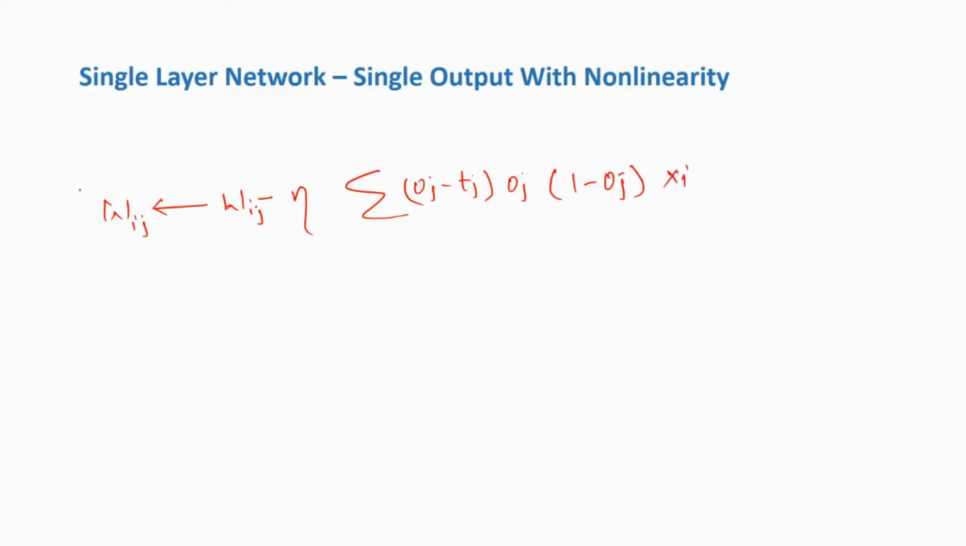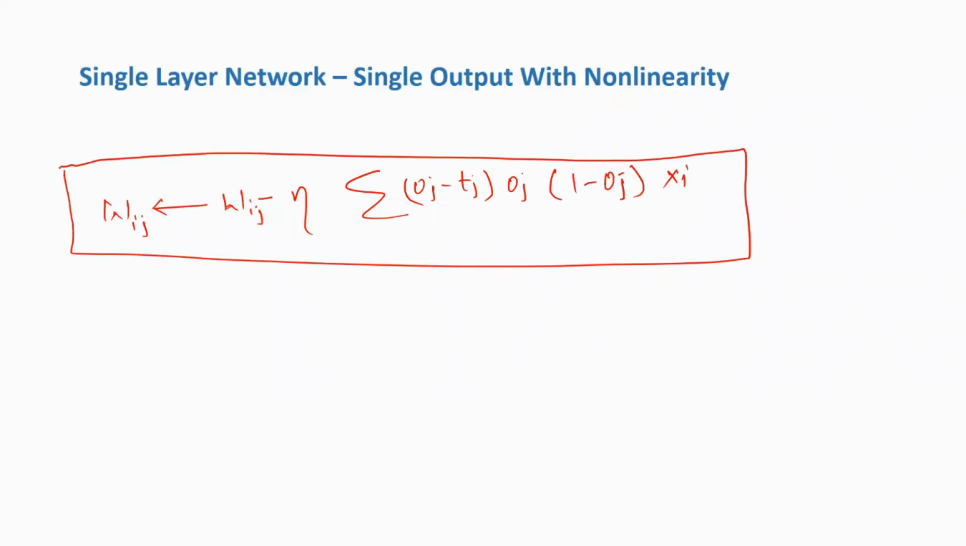Similarly, for this problem we can have the weight updation rule as well. The weight will be updated as wij. The updated wij will be wij minus eta times oj minus tj into oj into 1 minus oj into xi. This will be my final result in case of single layer and multiple outputs. This is just a generalization of the single layer with single output with non-linearity. We'll see it for the multi-layer perceptron.